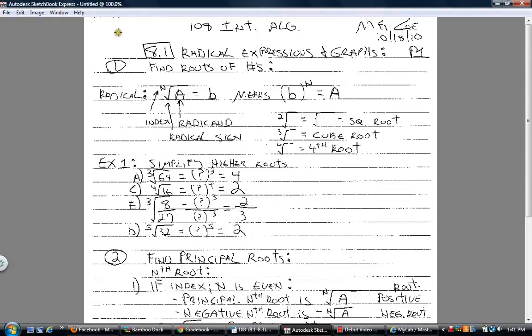Welcome to Chapter 8 where we are going to work on roots, radicals, and root functions. We're going to kick off section 8.1 working with radical expressions and graphs. We're going to try and explain a couple things here to get going. Most of this is basic material, so I'll try to go through this in a fairly smooth fashion, but make sure you understand some of the symbols that are going on here.